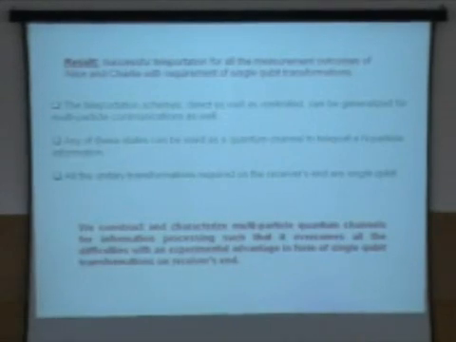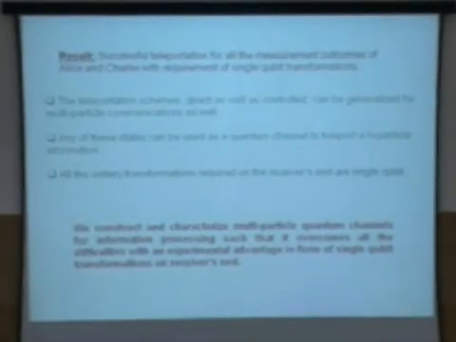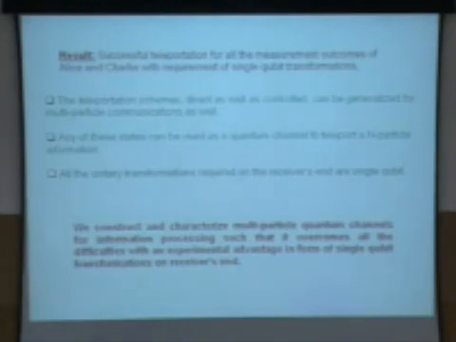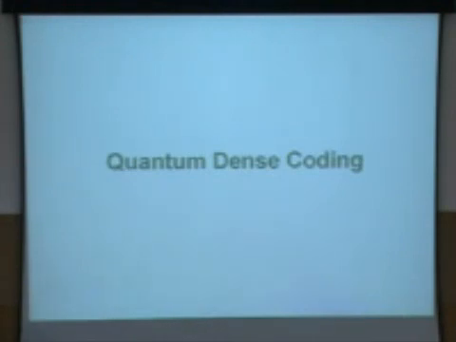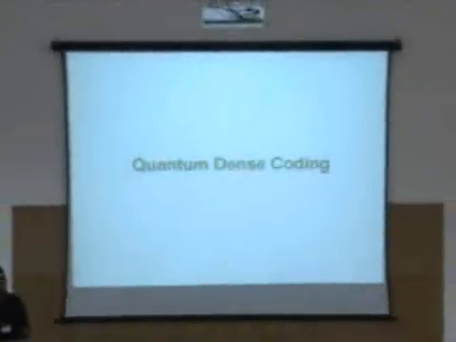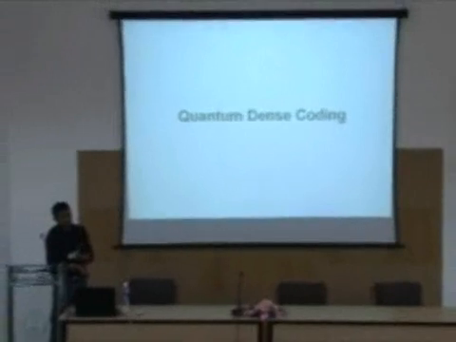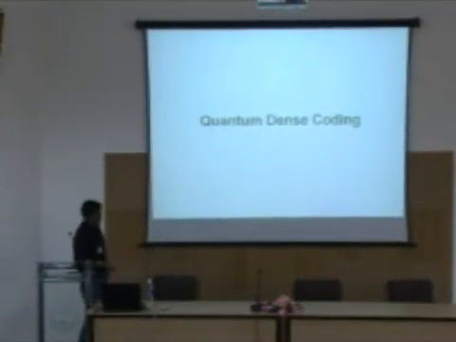Now for theta equal to pi by 4, that means the projection basis for Charlie is 0 plus minus 1 by root 2. The teleportation is successful, controlled teleportation is successful. So to summarize this section, we have constructed and characterized many multi-particle quantum channels theoretically for information processing, such that the process is feasible in all the measurements done by the sender as well as the controller, and the unitary transformation that the sender has to do is only single qubit unitary transformations.